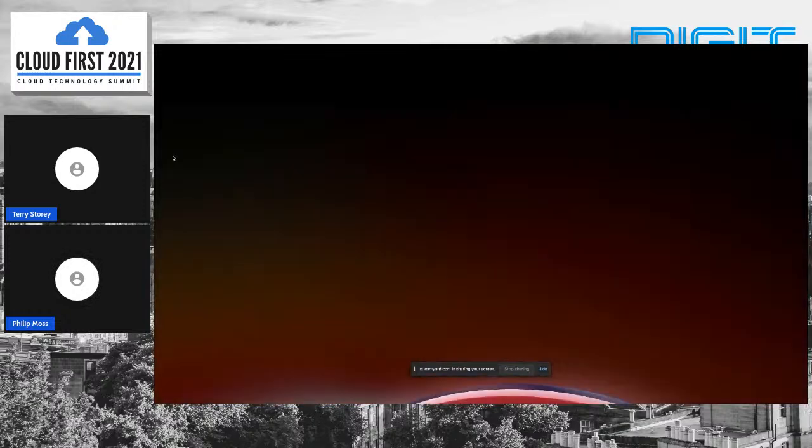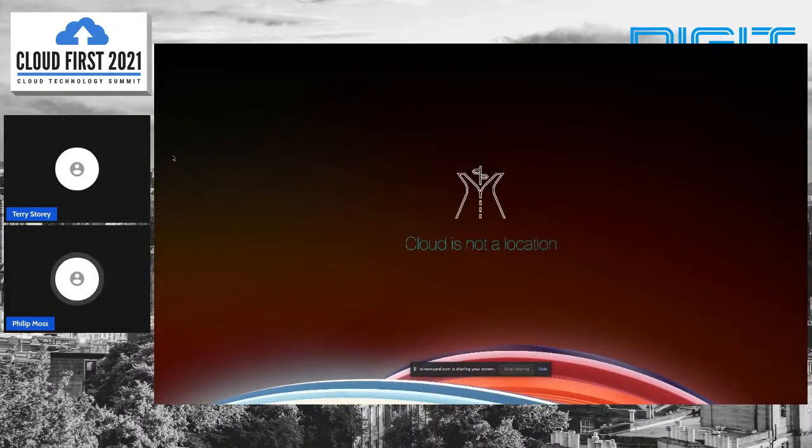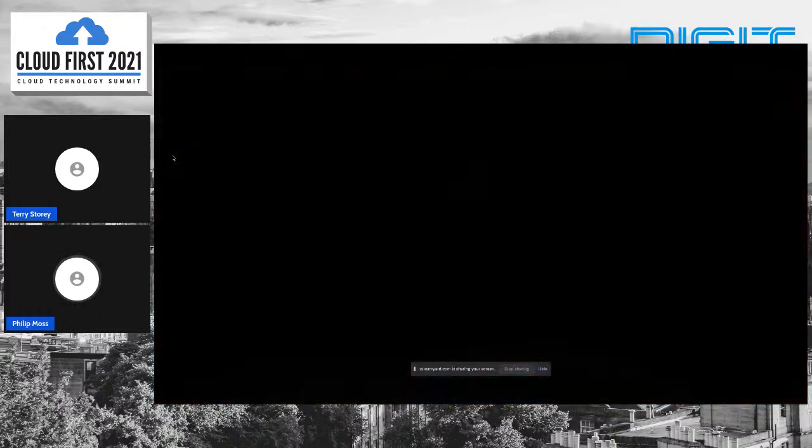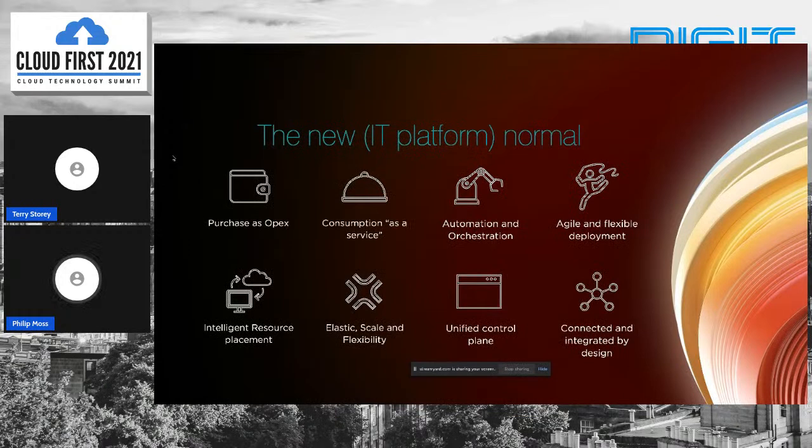Now, the important thing about cloud is it's not a location. It really is about a mindset, and it's about thinking about our IT strategy in a fundamentally different way. And again, Accutech has been a service provider now for over 25 years, and when we think about building solutions to our customers and with our partners, we think about it in the following terms. We all talk about the new normal post-COVID, so let's think about the new IT platform normal.